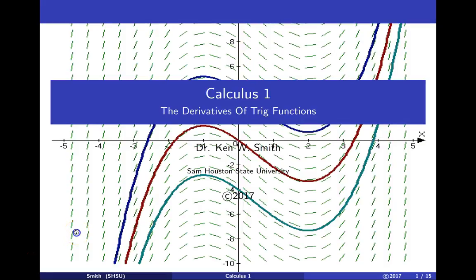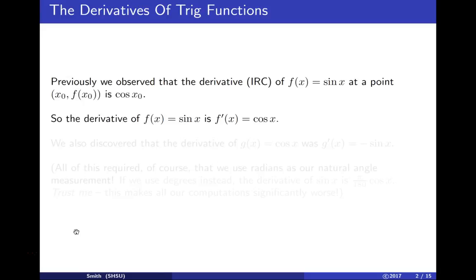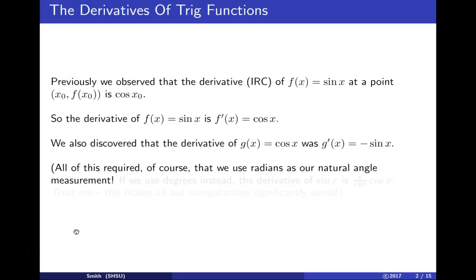In this video, we look at the derivatives of the trig functions. Earlier, we had observed that the derivative, or the instantaneous rate of change, of sine x at a particular point was the cosine of that x value. So the derivative of the sine function is the cosine function. We also discovered that the derivative of cosine was minus sine.